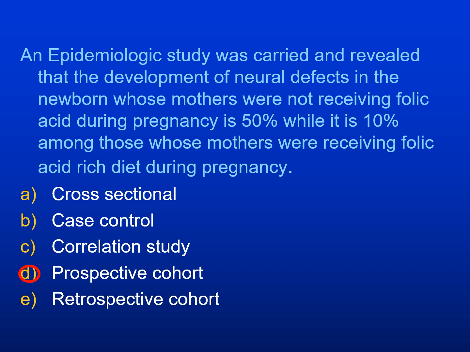This study is a prospective cohort because these 50% and 10% are the incidence of neural tube defects among those whose mothers were taking folic acid compared to those whose mothers did not receive any folic acid.